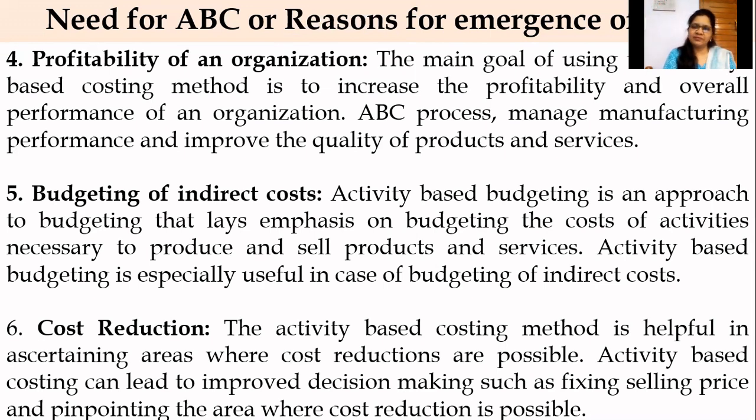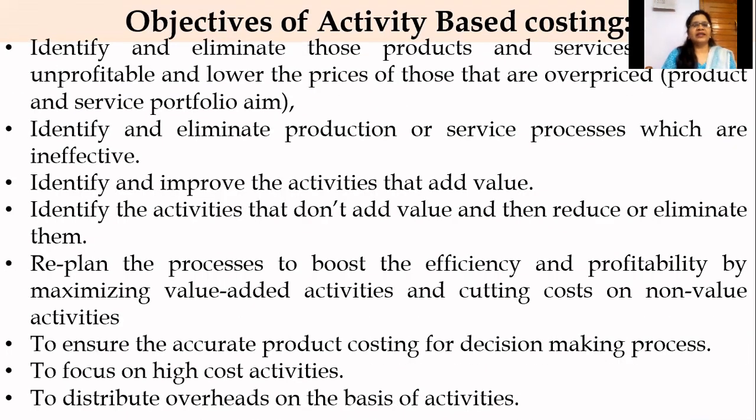So the main objective of ABC is to reduce the cost through checking the activities, through checking the performance of the activities, and ultimately reduce the cost. And next, what are the objectives of ABC, activity-based costing? It identifies and eliminates those products and services that are unprofitable and lower the prices of those that are overpriced. That is the product and service portfolio aim.